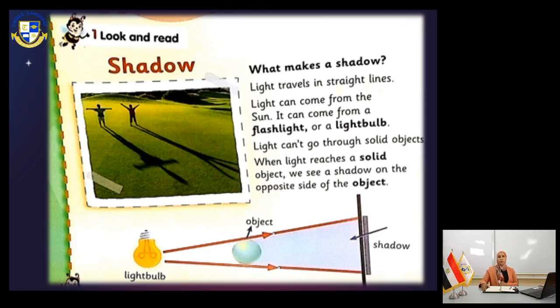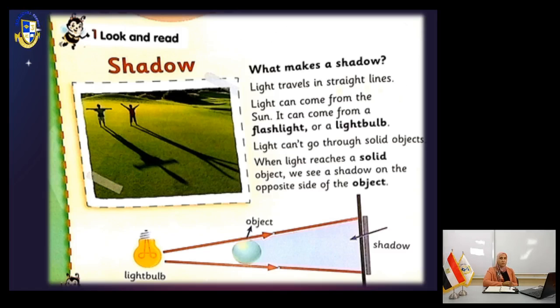Now open your books on page 60, exercise number 1, look and read. Shadow. What is the meaning of shadow? Who can guess the meaning of shadow? Look at the pictures very well. There is a man and a kid standing in a place. There is a light shining on them, and there is a black image of them on the floor. So the black image that appears on the floor, we call it shadow.